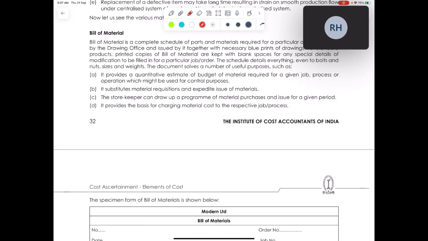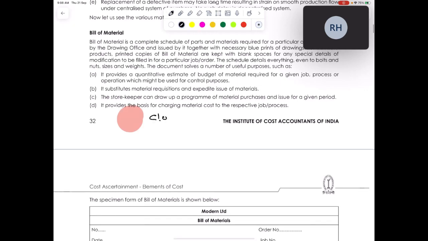Let's take a very simple example related to bill of material. Suppose my client is a shirt manufacturer. For shirt manufacturing, what type of raw material is required? We require three types of raw material. The first one being cloth, that is fabric. The second one is button, and the third one being thread.